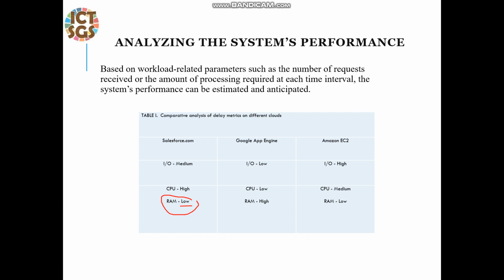Whereas for Google App Engine, the IO and CPU applications have lesser delays, meaning they get quick response time pertaining to IO and CPU. Whereas for Amazon EC2, pertaining to infrastructure as a service, for RAM intensive applications the delay is lower, meaning the response is quicker.